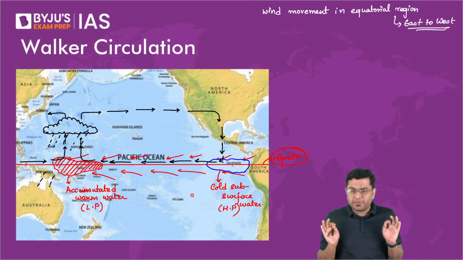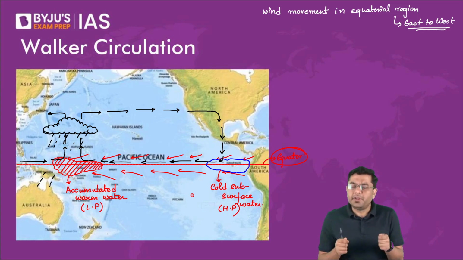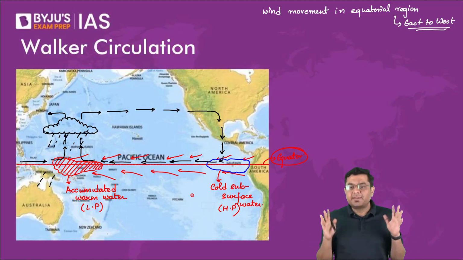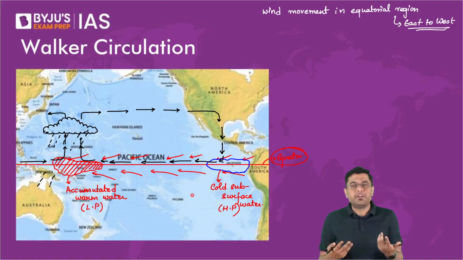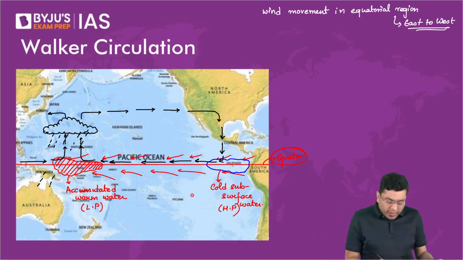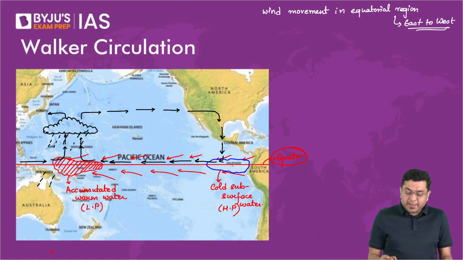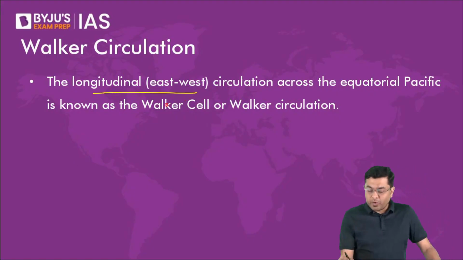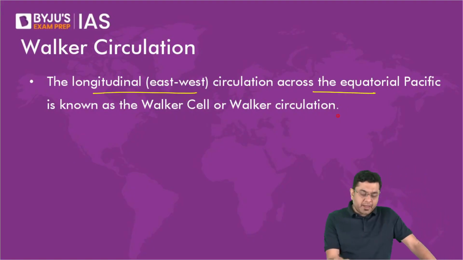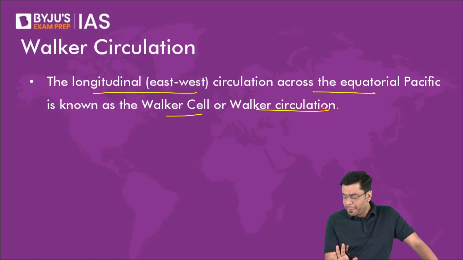Are we comfortable with this basic portion? Perfect. This is what is your Walker circulation. As simple as that. When we talk about a Walker circulation, it is the longitudinal east to west circulation across the equatorial Pacific that is known as the Walker cell or the Walker circulation. Okay, I hope that is understood, right?